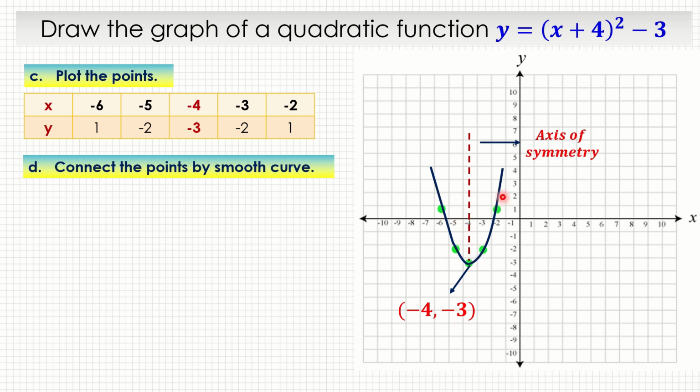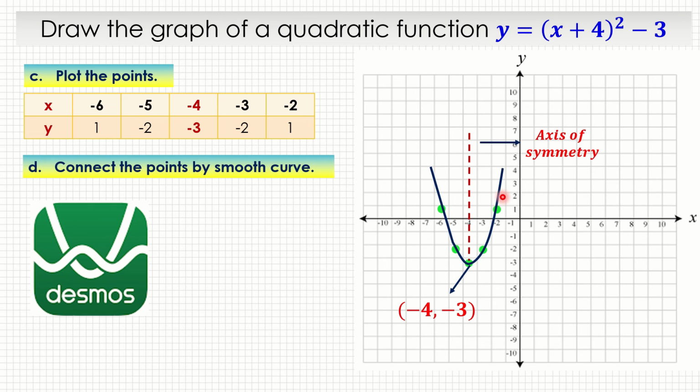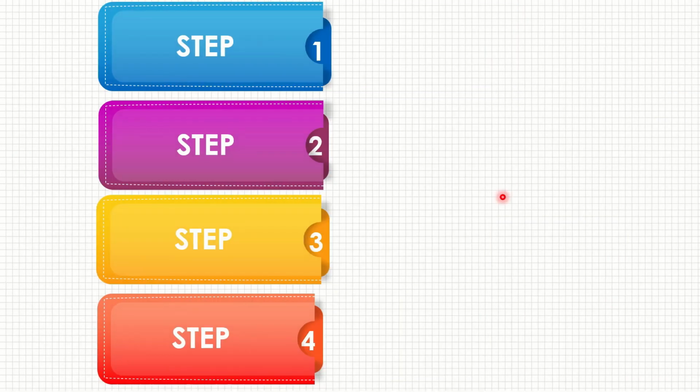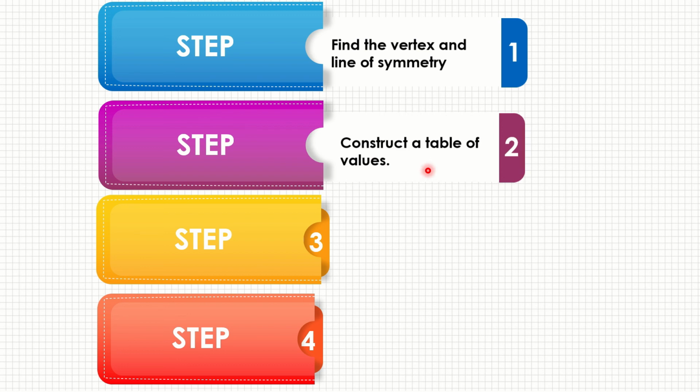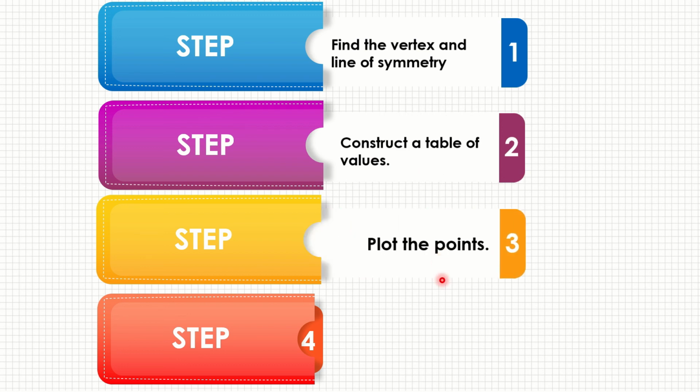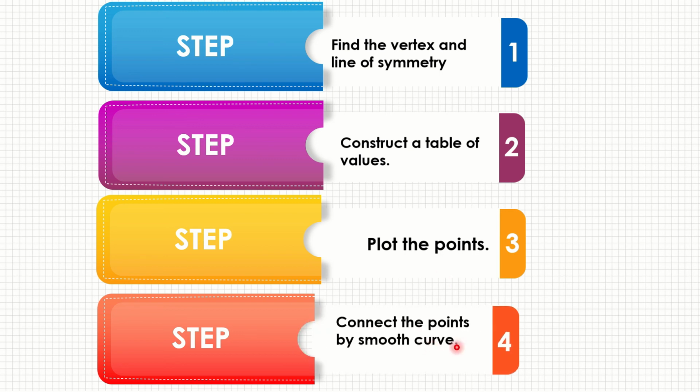To check whether our graph is correct, you may use the applications Desmos and GeoGebra. You may download them from your Play Store or App Store. Remember that when we are graphing a given quadratic function on the Cartesian plane, the first step is to find the vertex and line of symmetry. The second is to construct a table of values. The third is to plot the points. And the last is to connect the points by a smooth curve.